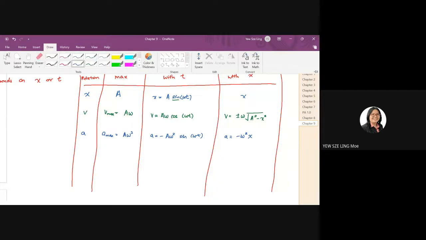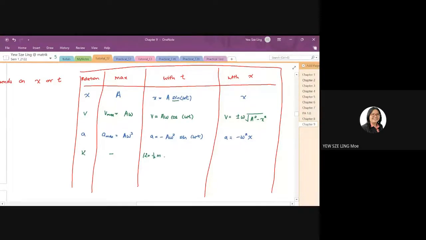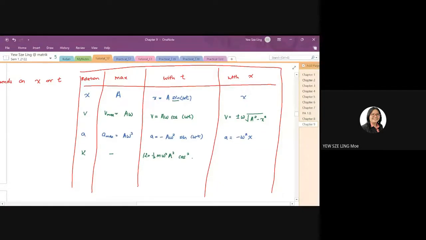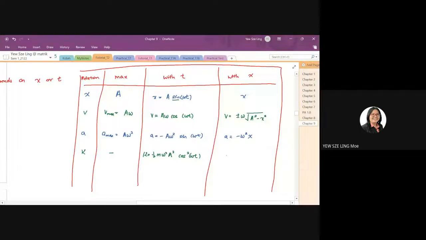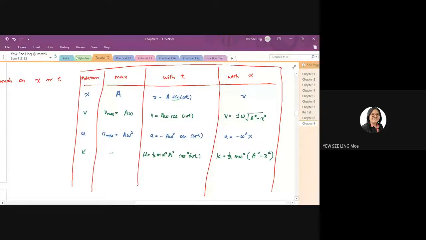And then the next one, we are going to look at it in terms of K, kinetic energy. So K, we don't have a maximum value. Maximum is simply equal to your total energy. K in terms of time is K equals 1 over 2 m a squared omega squared cos squared omega t. With relation to x, K is equal to 1 over 2 m omega squared (a squared minus x squared).